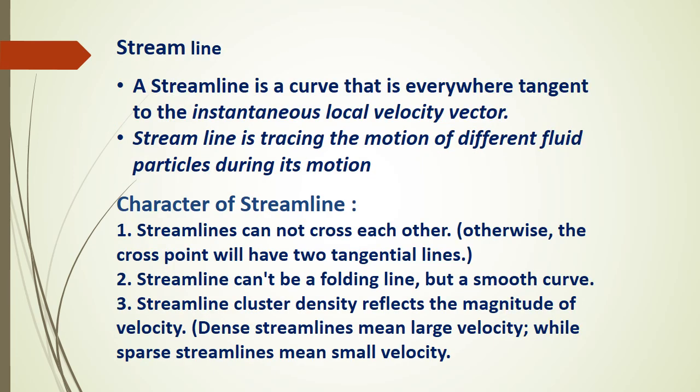A streamline is a curve that is everywhere tangent to the instantaneous local velocity vector. The streamline traces the motion of different fluid particles during their motion. The characteristics of streamlines: streamlines cannot cross each other. Next, a streamline cannot be a folding line. Next, streamline cluster density reflects the magnitude of velocity.